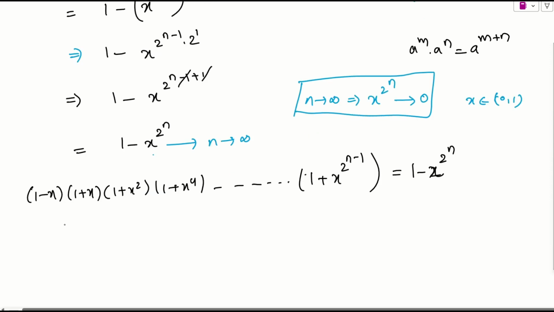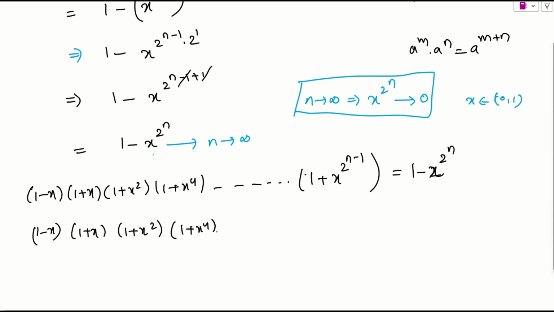So simply what we can say, if I take (1 minus x) into (1 plus x) into (1 plus x square) into (1 plus x power 4) and so on up to infinity, agree? If n goes to infinity, what it will be? x goes to infinity. So I can conclude that this is nothing but simply 1 alone. Is it okay? Let me write it down, this continuation part here.